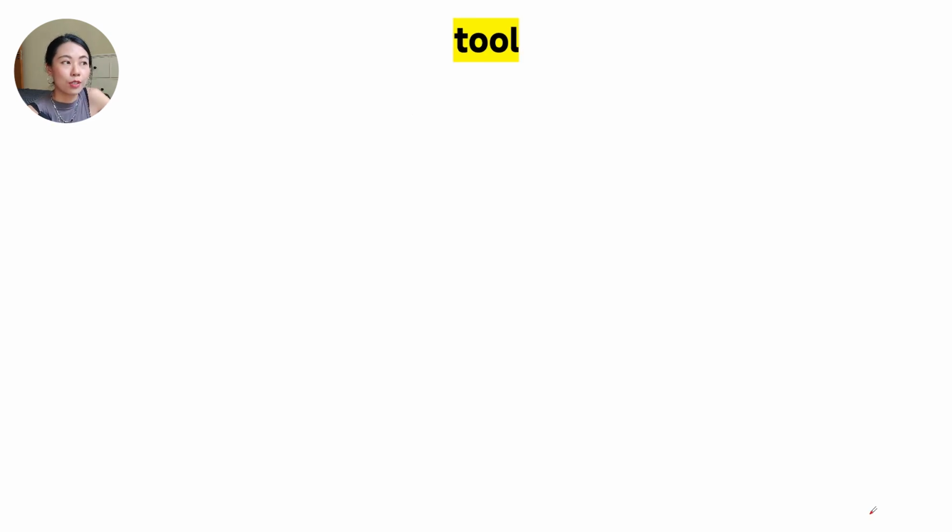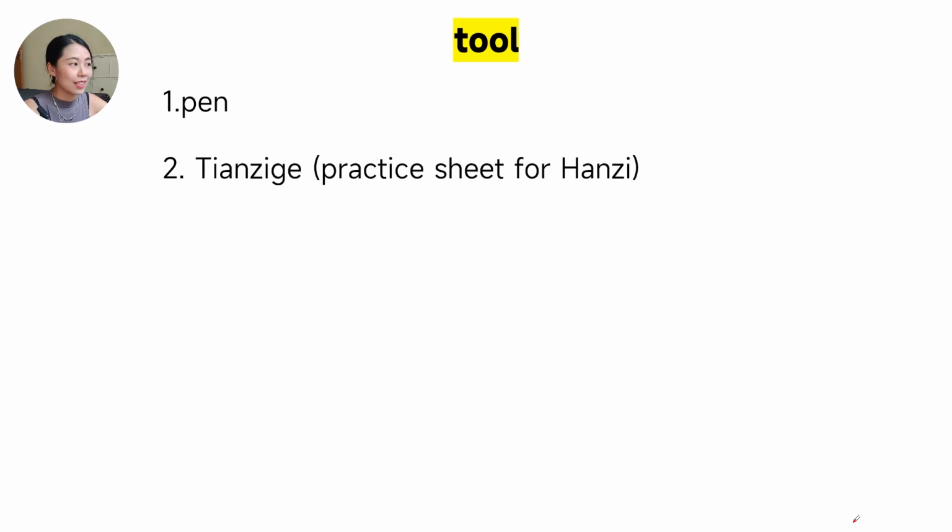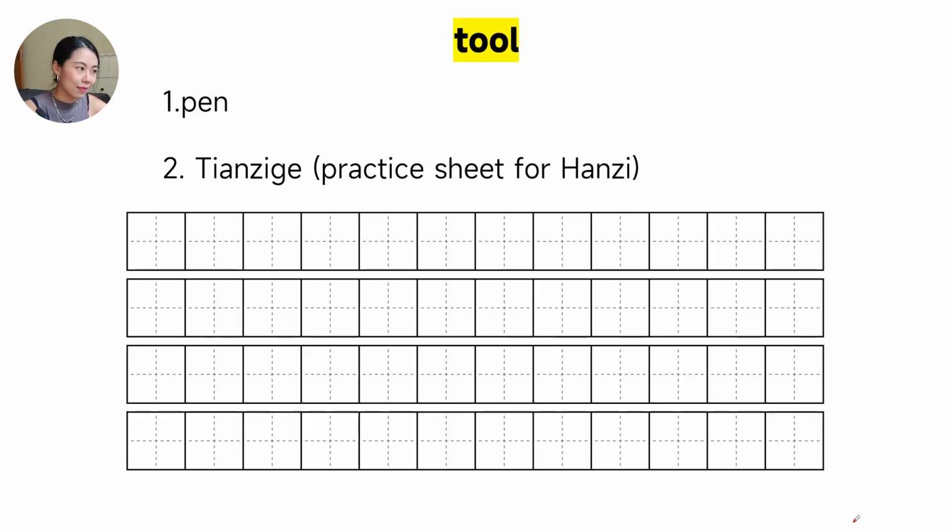Okay, since we are going to practice Hanzi, of course we need some tools. I just need 2 things. One is a pen. Second is a 田字格. 田字格 is a type of practice sheet for Hanzi. It looks like this. So where can I get a 田字格? You can get it on Amazon or Temu, I guess. 田字格 is a very proper way to practice Hanzi because you have to know the structure of the Hanzi and put it in the right spot.